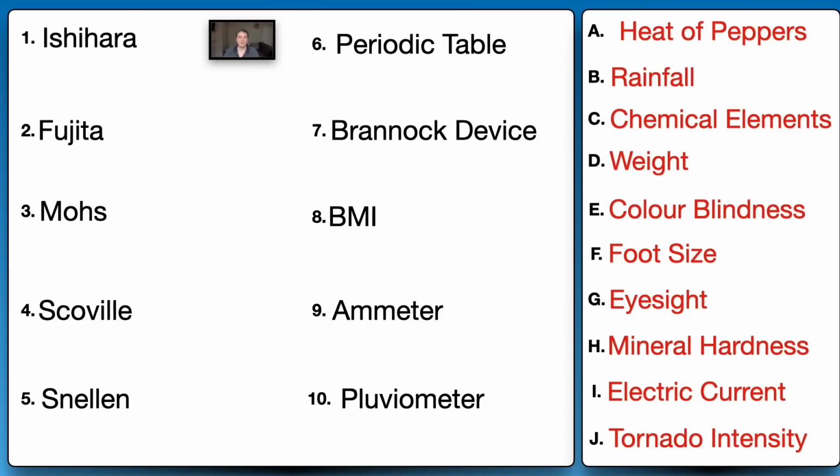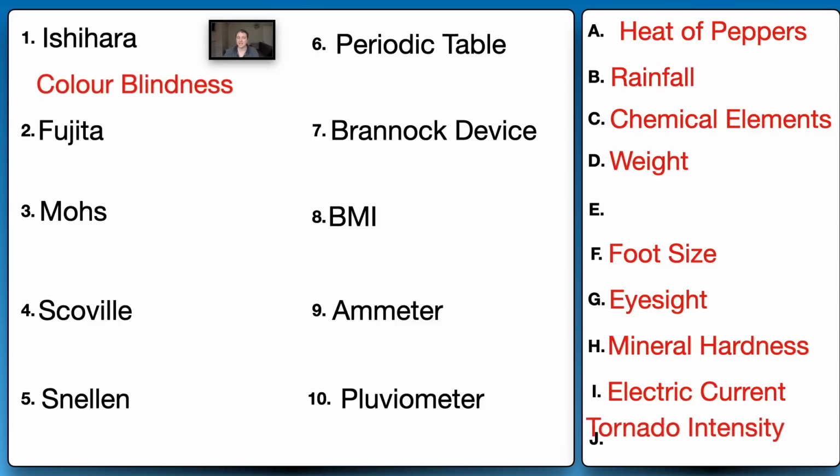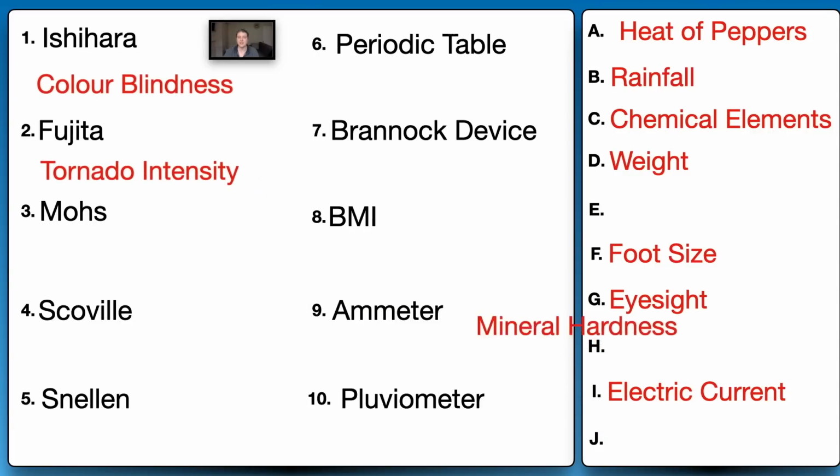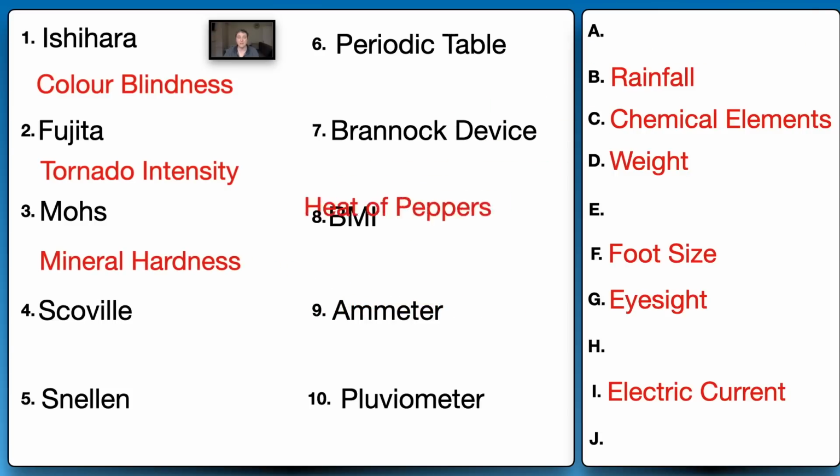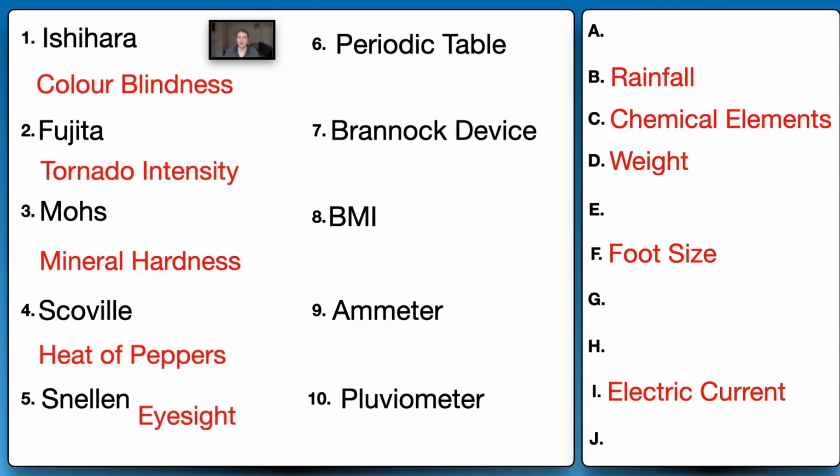The answers for round 2, we'll start with number 1. The Ishihara test is for colour blindness. Number 2, the Fujita scale is tornado intensity. Number 3, the Mohs scale is mineral hardness. Number 4, the Scoville scale is the heat of peppers. Number 5, the Snelling test is eyesight.